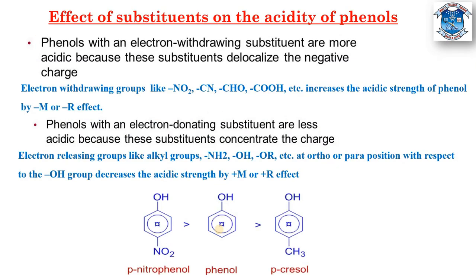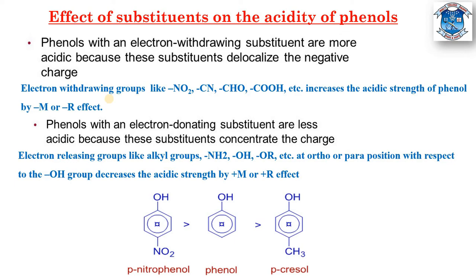Now let's see the effect of substituents on the acidity of phenols. The presence of electron withdrawing groups like NO2, CN, CHO, COOH, etc. increases the acidity of phenols because there will be greater charge distribution or charge delocalization through negative resonance effect or negative mesomeric effect. So electron withdrawing groups will increase the delocalization of the negative charge over the ring through -M or -R effect.